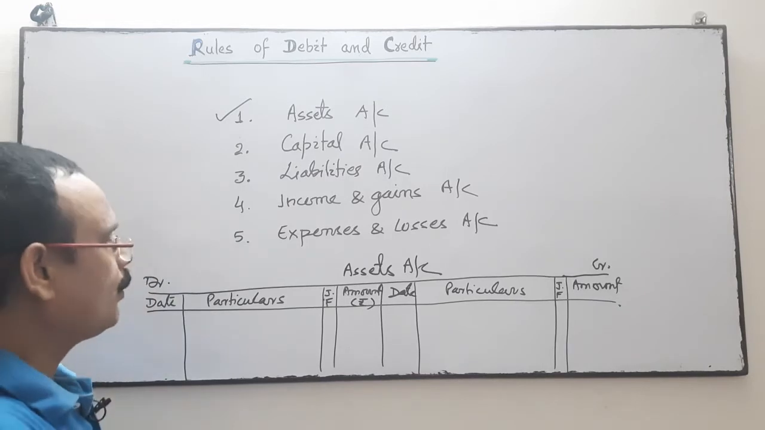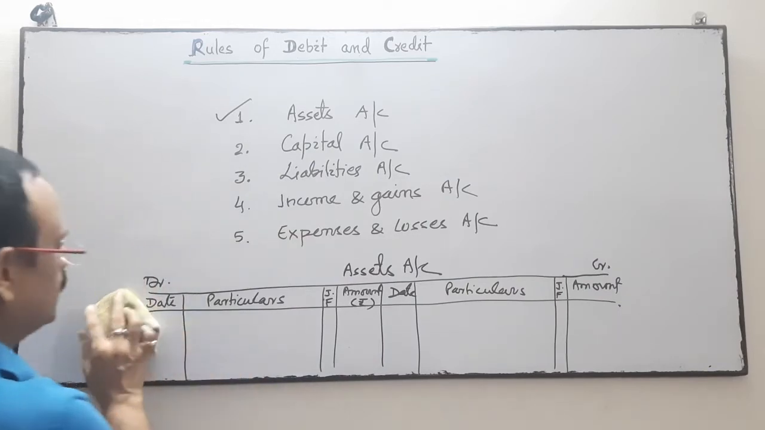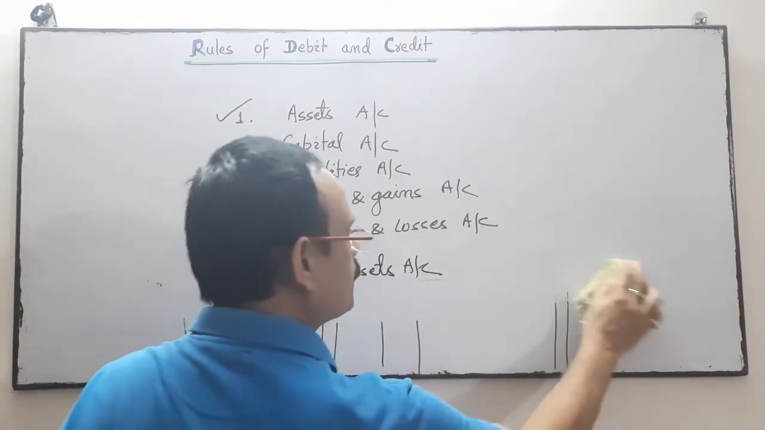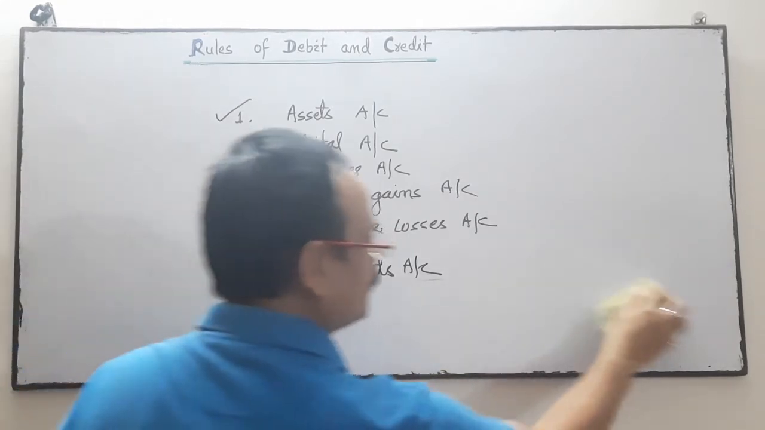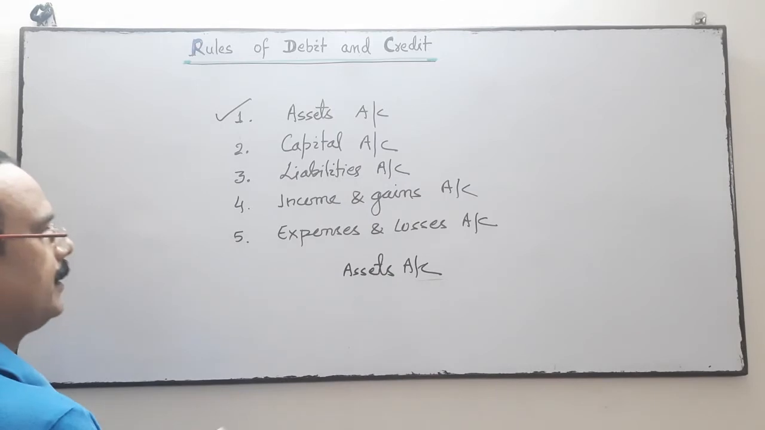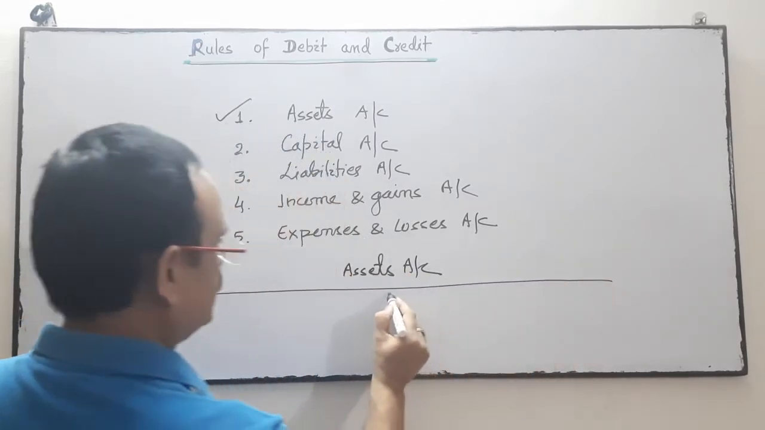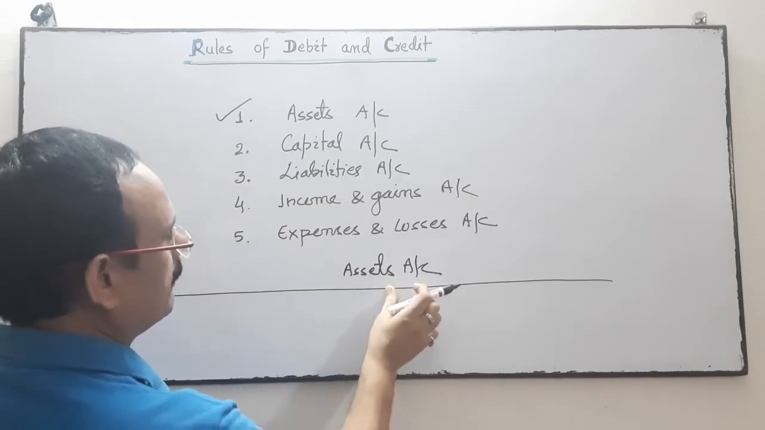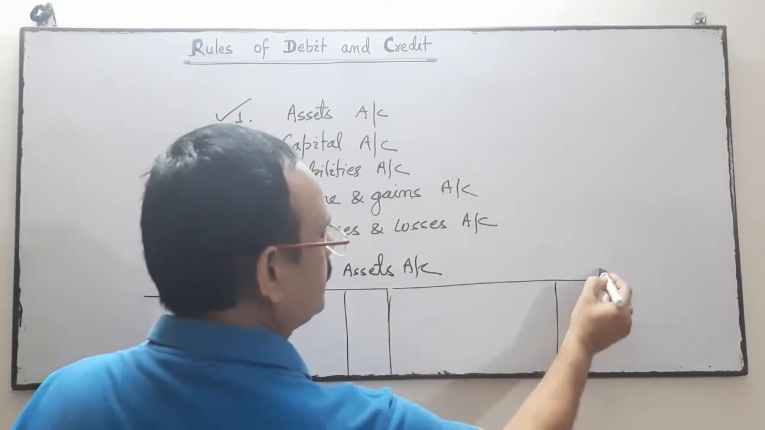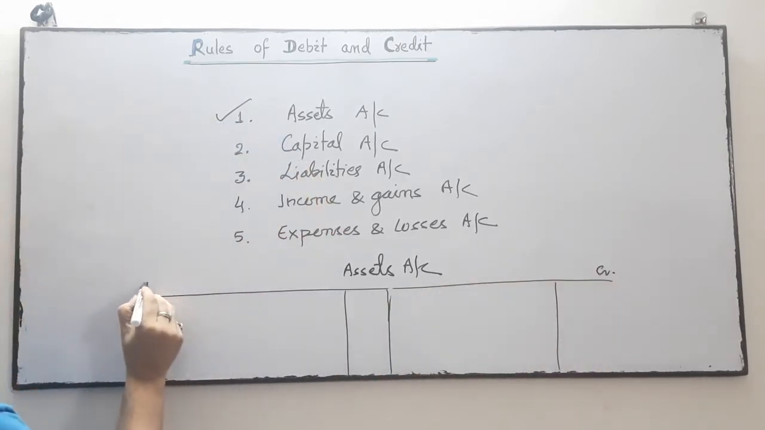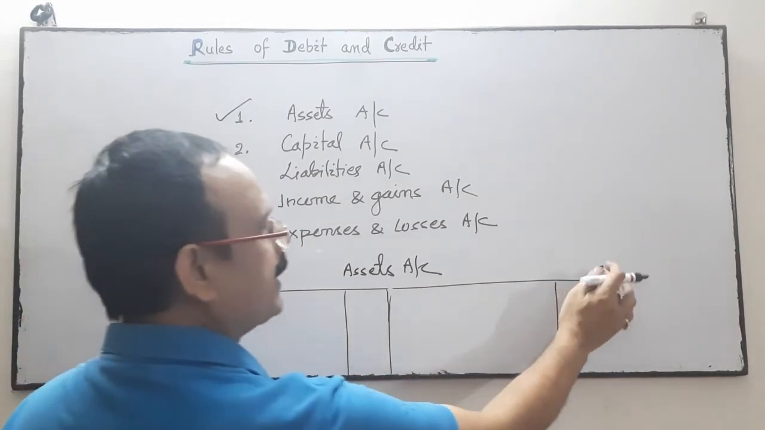So what do we write in the debit side or in the credit side? Now I am going to draw the format once again, taking more space over here. Assets account. This is your debit side, this is your credit side. Debit in short we write DR, credit in short we write CR.